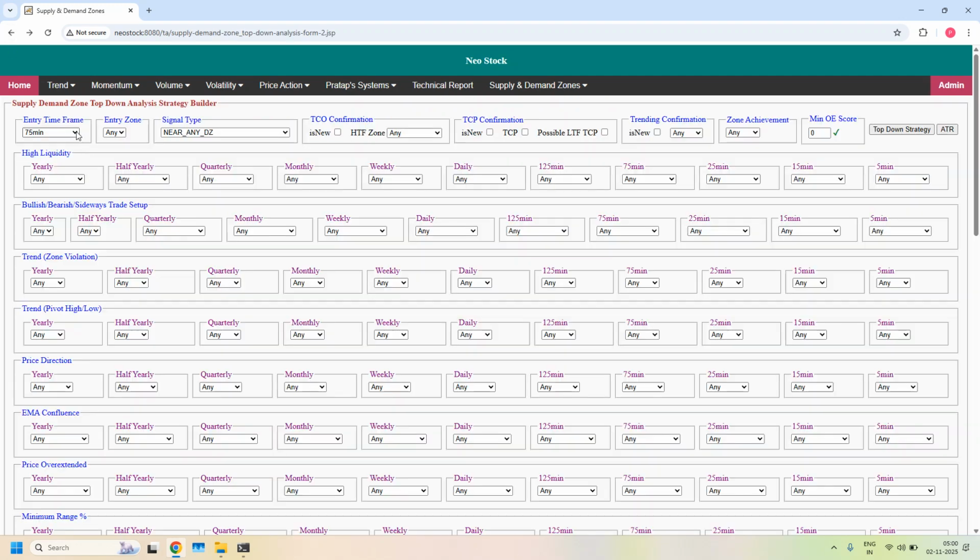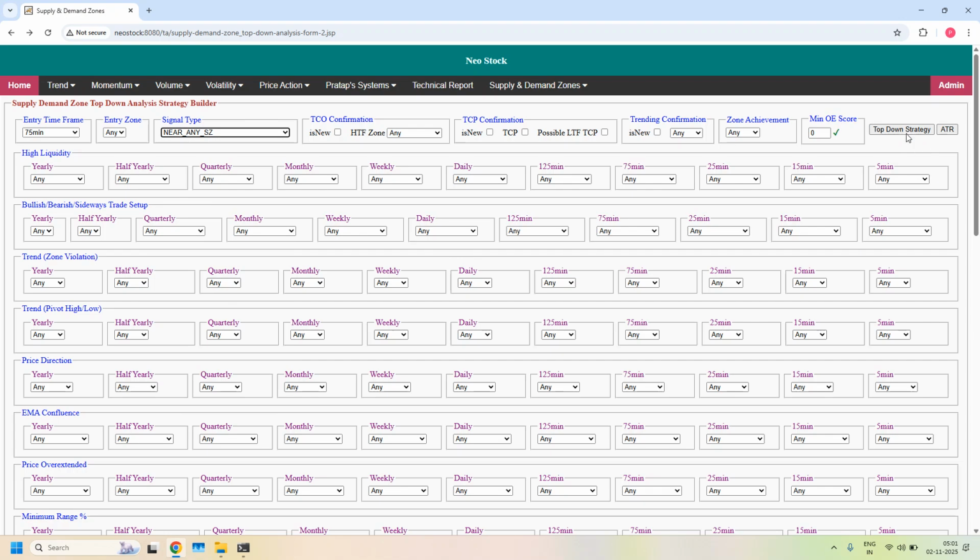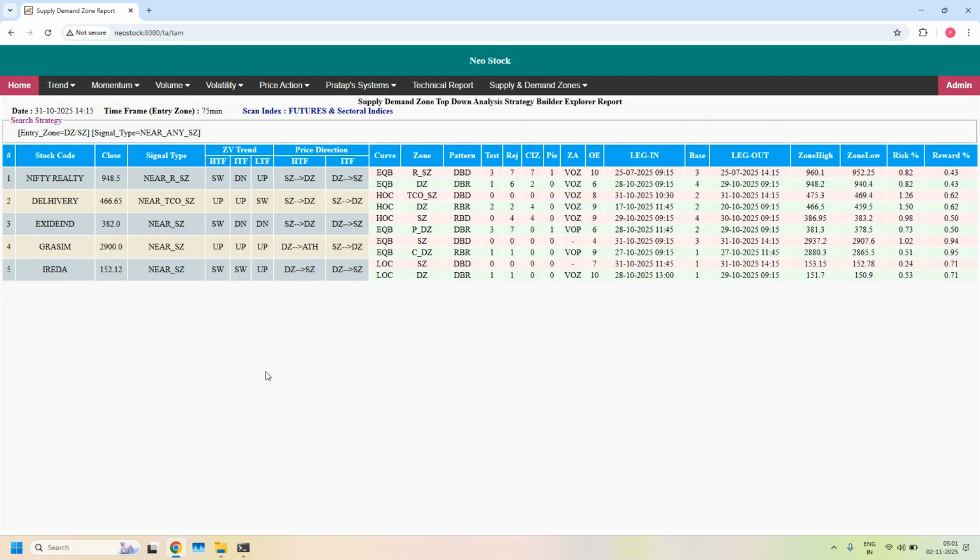Okay, next for the 75 minutes time frame, stocks near to the 75 minute supply zone, we got 5 stocks. Let us identify 75 minutes high liquidity supply zones from this list.